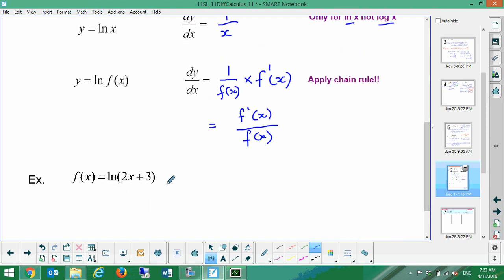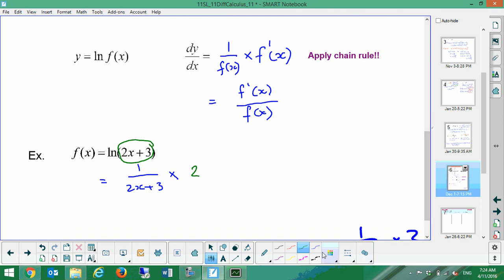So, ln of 2x plus 3, that means we're going to go 1 over 2x plus 3 times the derivative of the inside part. All right, so that's our inside part. Derivative of that is just 2. So we've differentiated the outside part and come up with the inside part as well. So we end up with 2 over 2x plus 3.